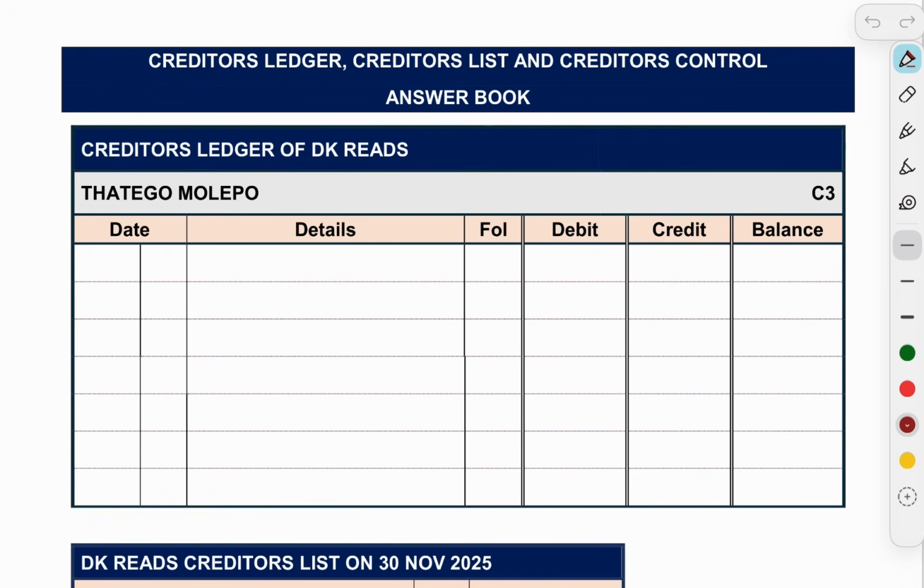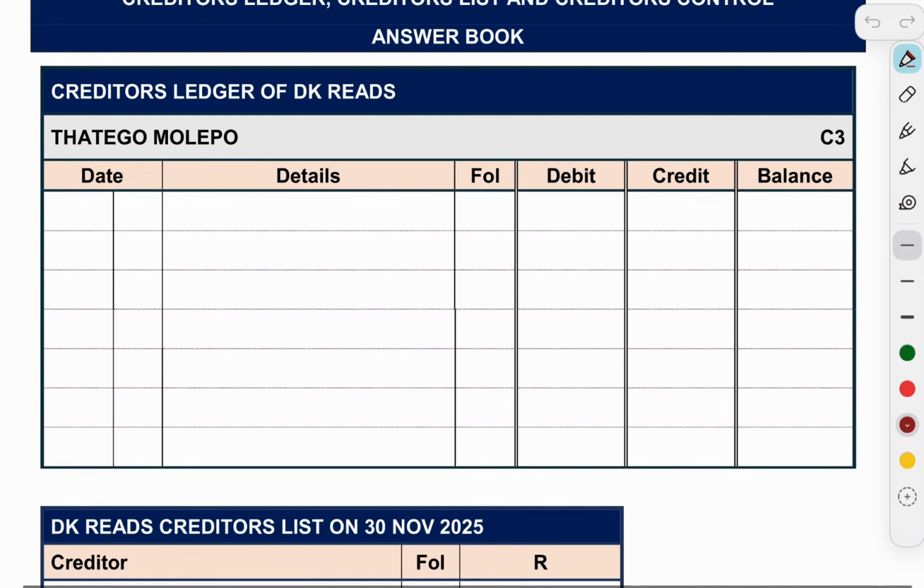And then let's go and complete what we need to complete. So here we are required to do the creditors ledger, the creditors list, as well as the creditors control. So we are given the creditors ledger and they want us to complete the ledger for creditor number 3, Tatejo Molepo. Okay, but before we start, let's take time to analyze the creditors ledger for those who don't know. Okay, the creditors ledger format actually is a 3-column format consisting of the debit side, the credit side column, as well as the balance column.